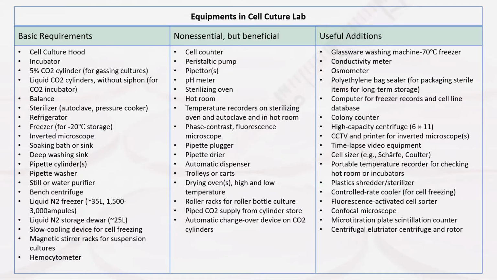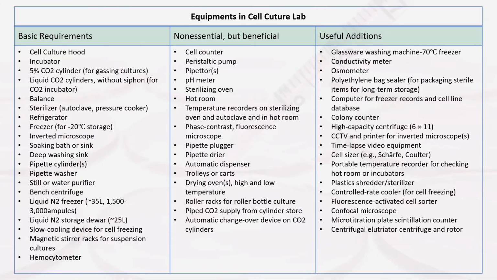This is my last slide, and over here I'm sharing with you all the different kinds of equipments that you can find in a cell culture lab, and it has been divided into the basic requirements, meaning you have to have these items in a cell culture lab, the non-essential ones but beneficial. You have to have these, but if you don't have it, you can kind of borrow from another lab, but you do need some of these items to actually help you during your cell culture work. And also the last one would be the set of equipments.